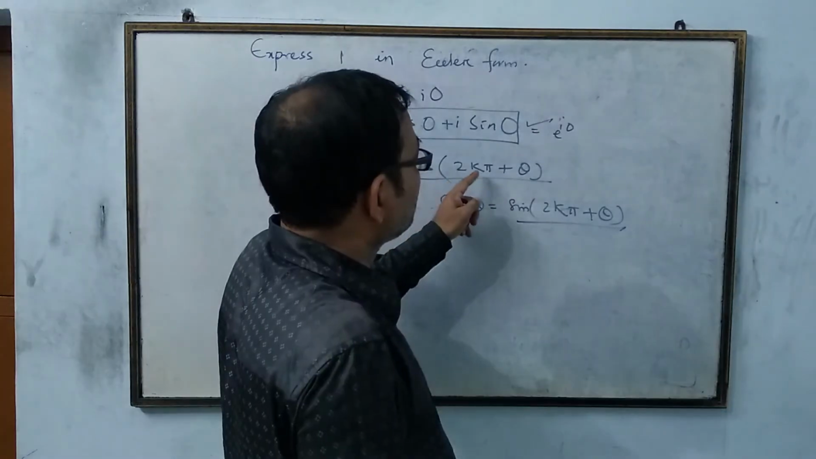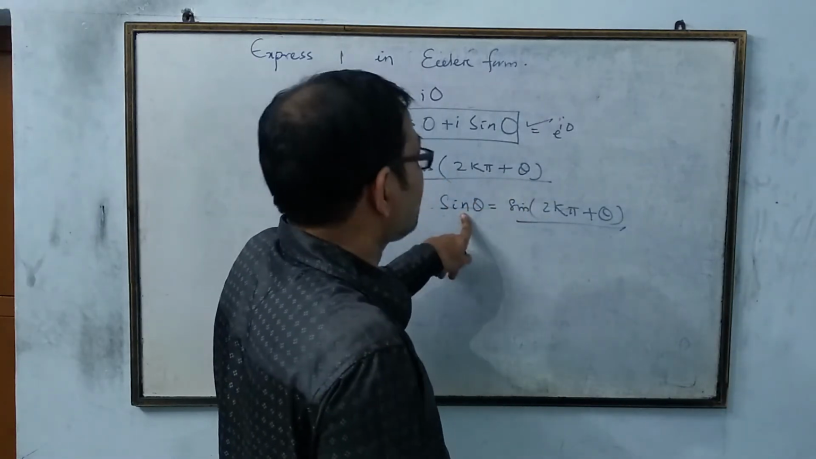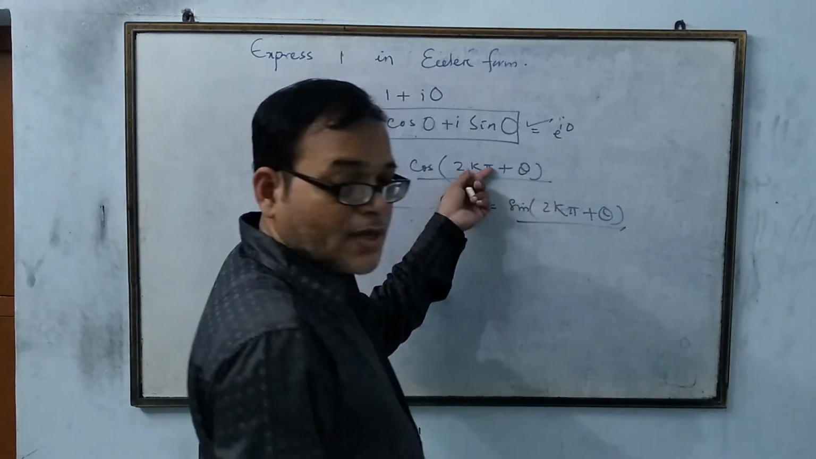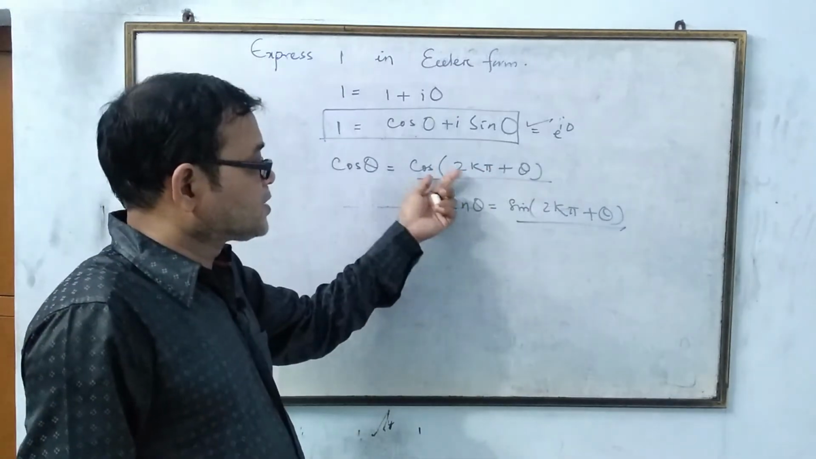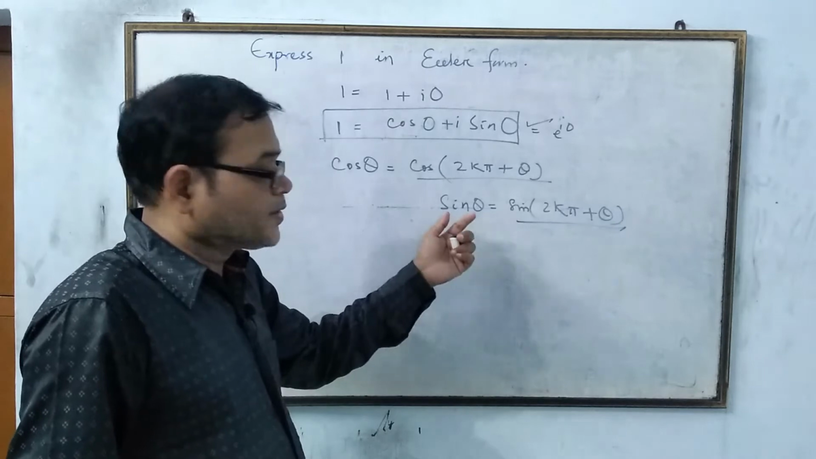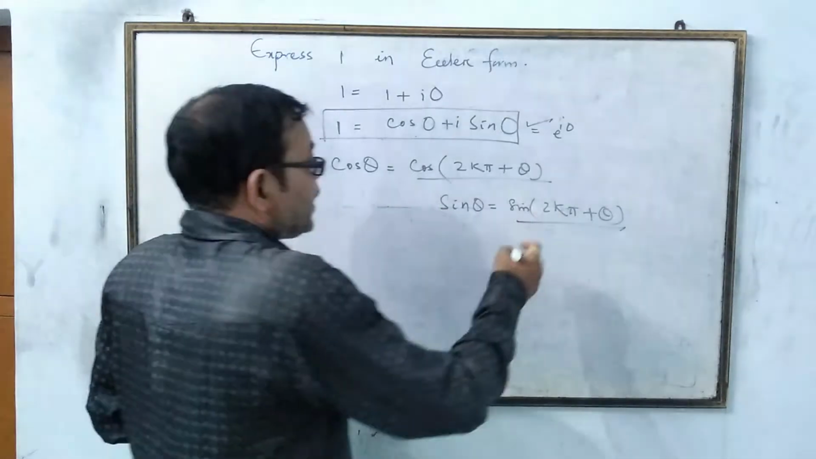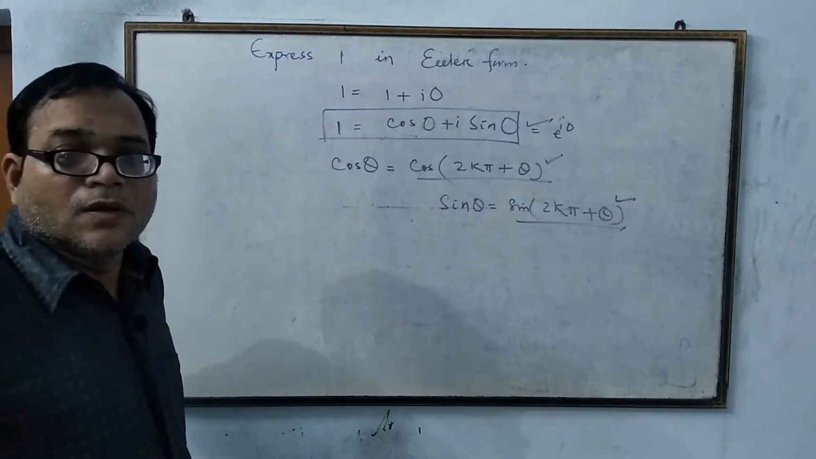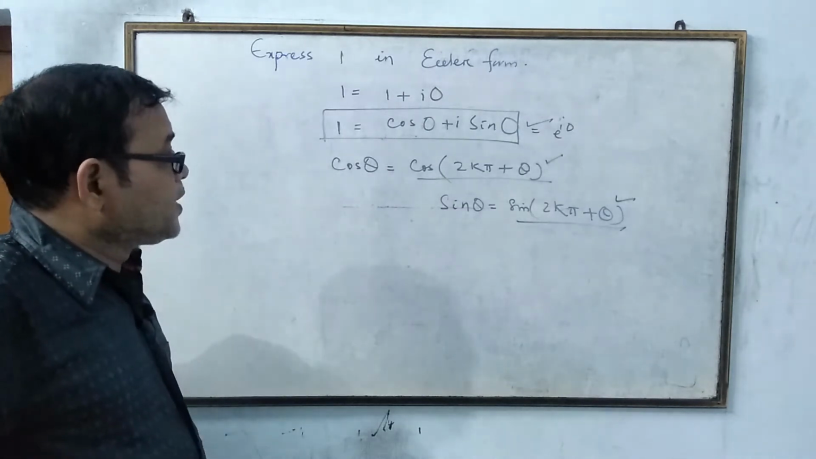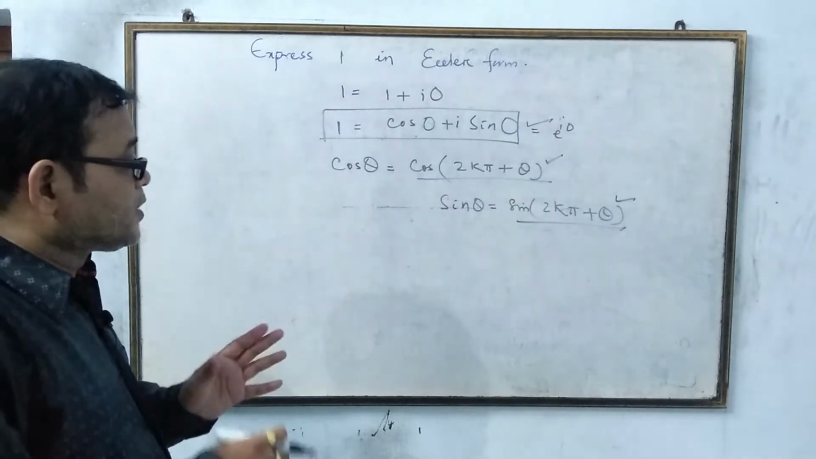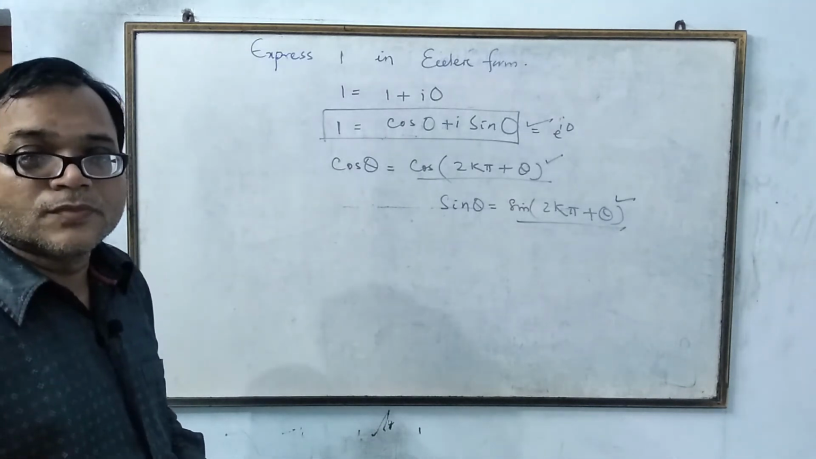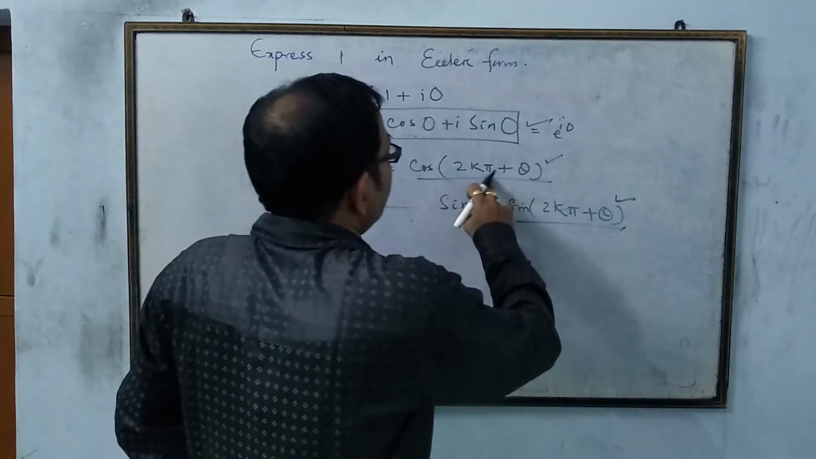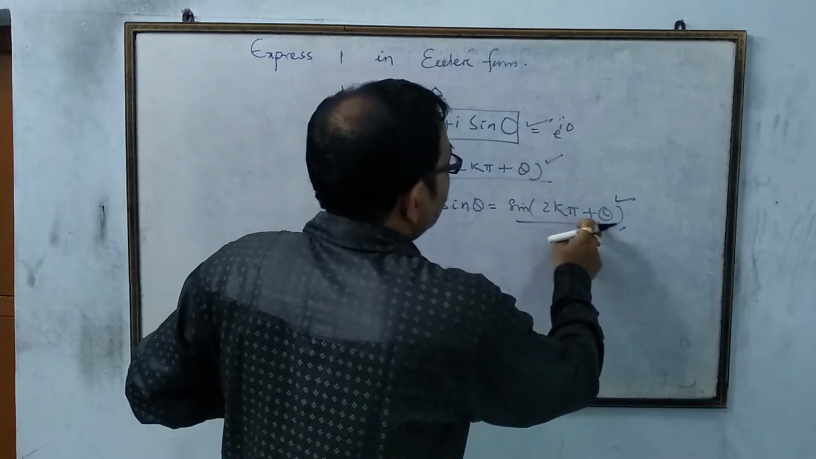That means sin of 2 pi plus theta is sin theta, and cos of 2 pi plus theta is cos theta. If k is equal to 2, then cos of 4 pi plus theta is cos theta, and sin of 4 pi plus theta is equal to sin theta. You must remember these two things until the complex number chapter is completed: cos theta is equal to cos of 2k pi plus theta, and sin theta is equal to sin of 2k pi plus theta.